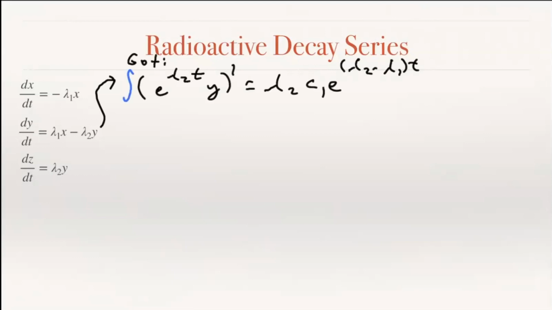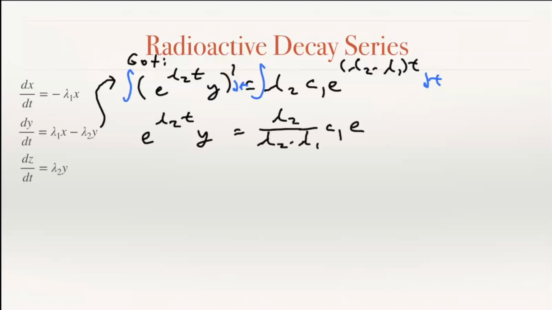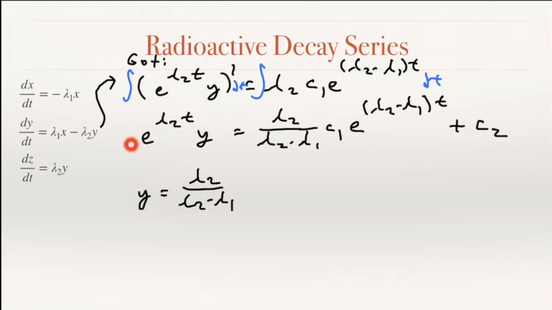Now we integrate both sides with respect to t. That just undoes this derivative on the left side. And on the right side, integrating, we divide by this, and then plus a different arbitrary constant c2. That's why we named that one c1. And these different arbitrary constants will correspond to the initial amounts, essentially, of x, y, and z. Okay, so y is thus equal to the following. We'll divide both sides by this.